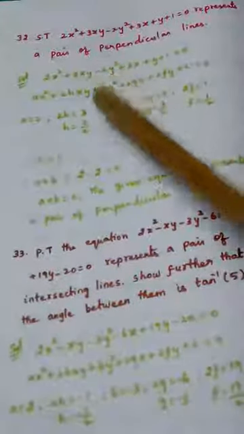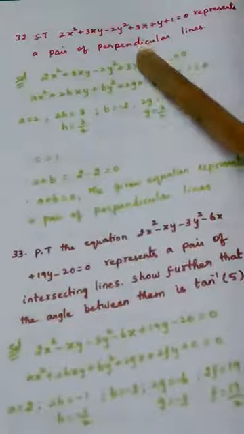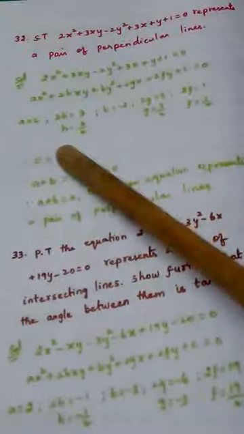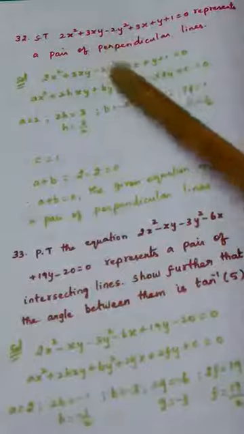So just compare as we did in the previous sum. X square, so a is equal to 2. In place of 2h, 3 is present. 2h is 3, h is 3 by 2. Y square comparing, b is equal to minus 2. Comparing the x term, 2g equal to 3, g is 3 by 2. 2f equal to 1, f is 1 by 2. Constant term is 1, so c is equal to 1. So comparing these two equations, we write 6 values.